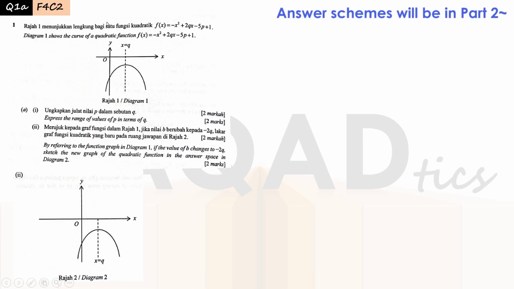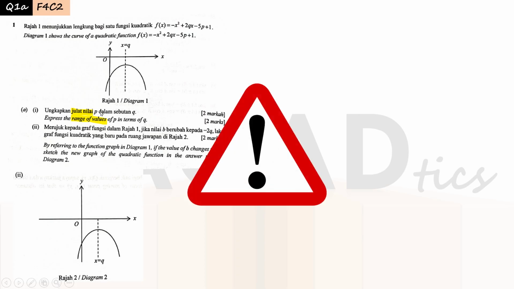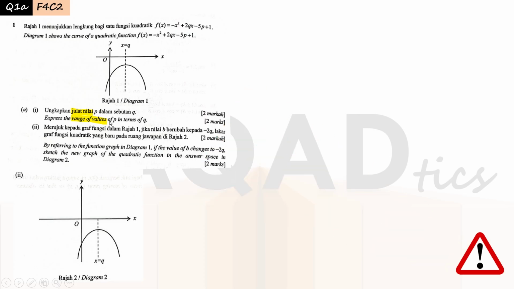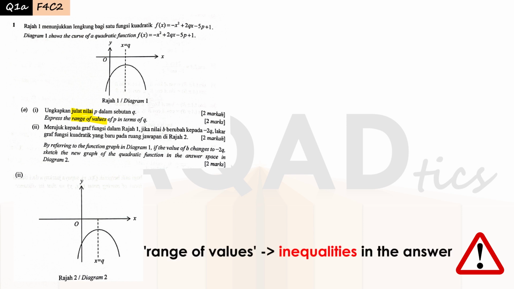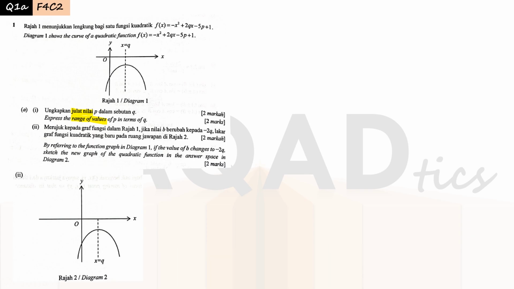Question 1 focuses on quadratic functions, and here we have a quadratic graph, and in part A1 we need to express the range of values of P in terms of Q. So range of values here usually means our final answer would have inequalities, meaning the less than and greater than. Okay. But from here, how do we get inequalities? Right, so let's observe the diagram, which is the only clue that we have.